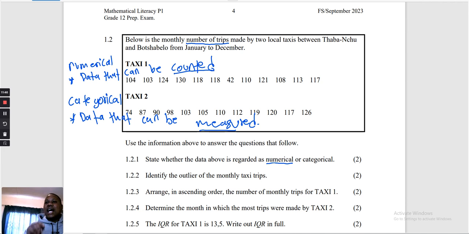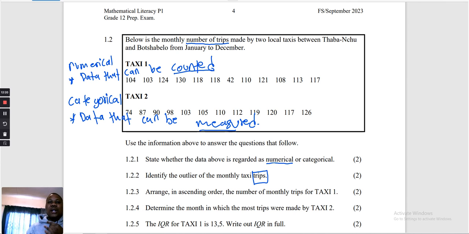Okay, now they say identify the outlier of the monthly taxi trips. Okay, so when we talk about the outlier, we talk about a number that is out there at the beginning. You understand? But then now they are not telling you, is it taxi 1 or taxi 2? But what is the catch here? They are telling you that trips, it means you need to combine taxi 1 and taxi 2, so that now you can find the number that is at the beginning there.